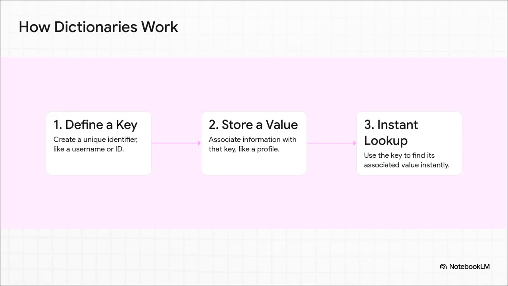So how does it work? It's really just a simple 3-step process. First, you create a unique key, say a person's username. Second, you store a value with that key, like all their profile info. And third, anytime you need that information, you just use the key, and bam, you get the value back instantly. No more searching through long lists one by one.